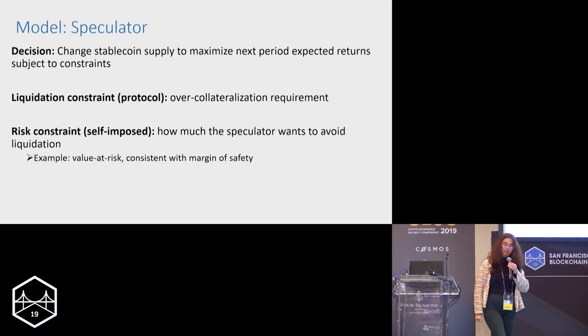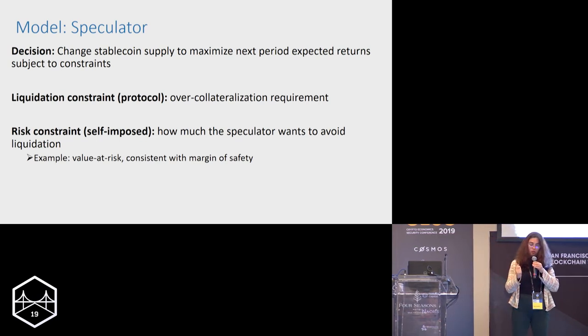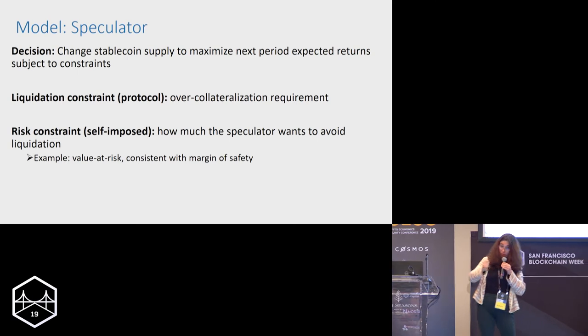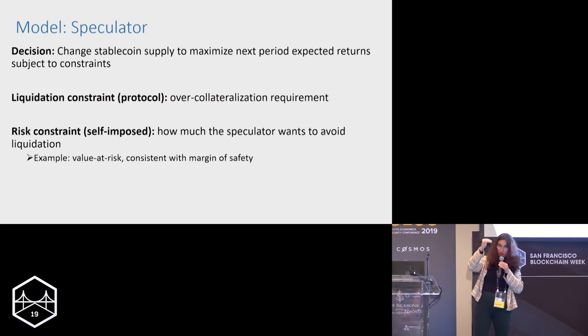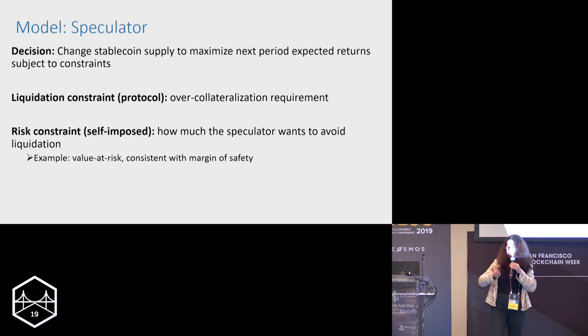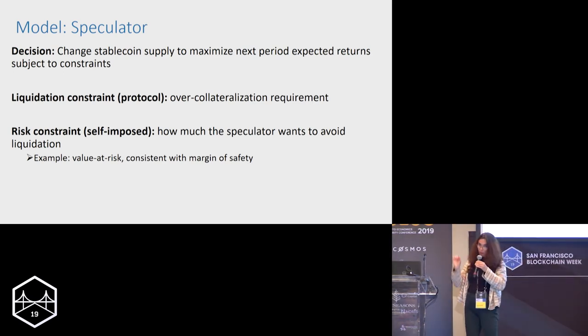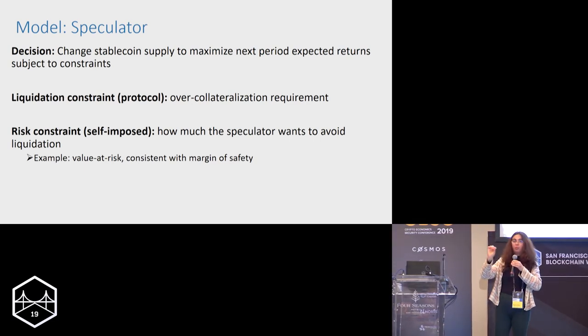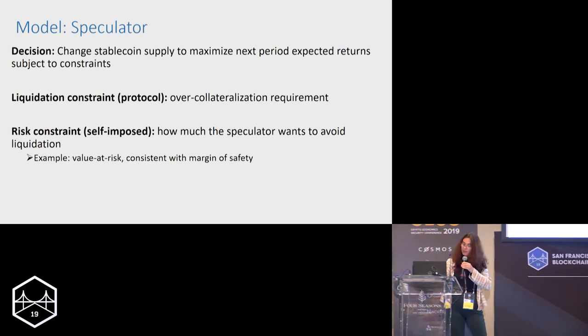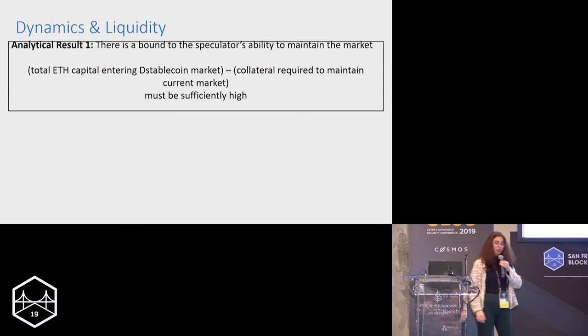Okay? So the speculator's motivation is to maximize the next period's return, and it's subject to several constraints. There are the liquidation constraints that come from the protocol. So basically, if you reach the threshold beta, you need to deleverage. But then it could be that the speculator, this market maker, is going to deleverage by themselves, depending on the kind of risk profile that they have, and typically what they are looking at is value at risk. So they want to set bounds on the probability of being liquidated in the next period.